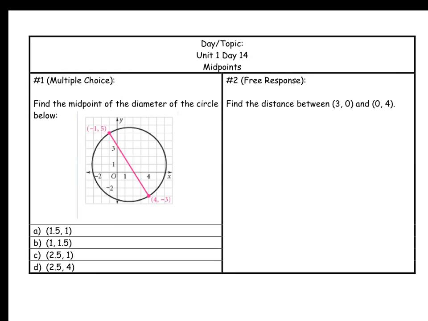Okay, so now it's your turn to answer multiple choice question number 1. Find the midpoint of the diameter of the circle below. We have the point negative 1, 5 and the point 4, negative 3. For the free response question, be careful, because it is not asking for the midpoint, it's asking you for the distance between the points 3, 0 and 0, 4.